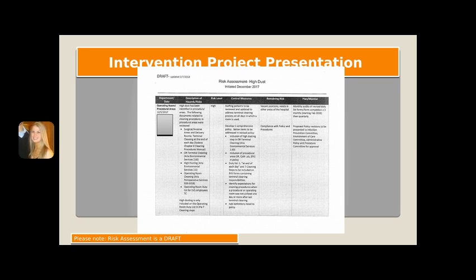After utilizing the risk assessment noted on the previous slide, the risk level for high dust was found to be high. In the interest of time, I will not detail each area of this risk assessment, rather highlight some important factors throughout the remainder of this presentation. Please note, this risk assessment remains in draft form at this time.